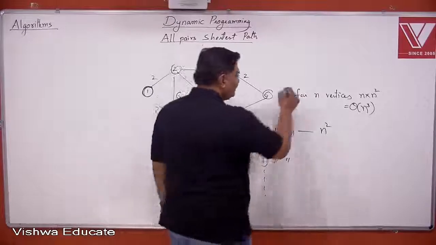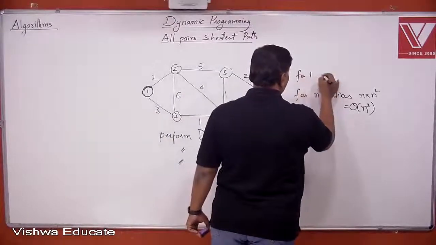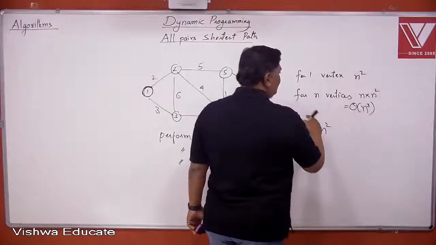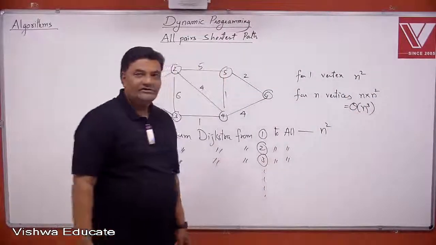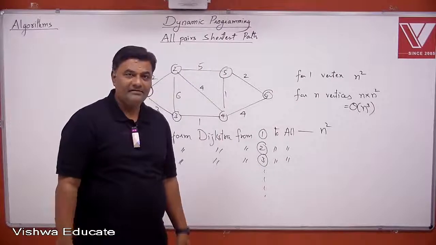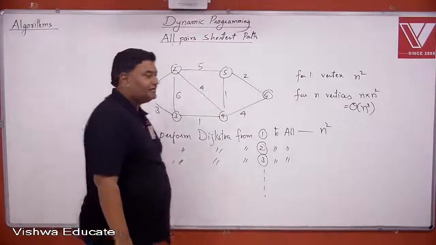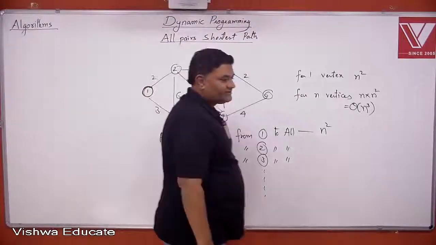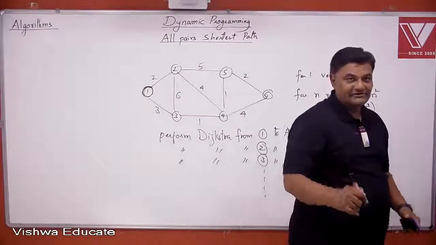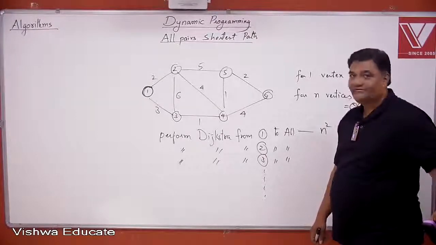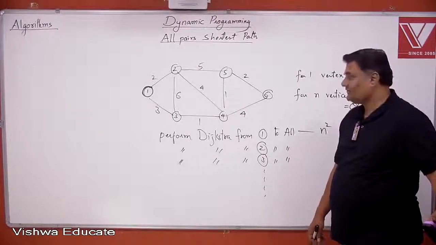So for one vertex, n square is the time. For n vertices, n into n square is the time. Alright? So this is one solution. The solution for all pair shortest path is to apply Dijkstra on all the vertices, starting from source vertex 1, starting from 2, starting from 3.